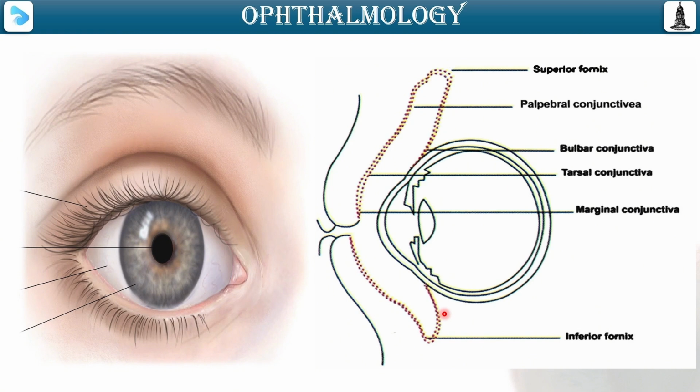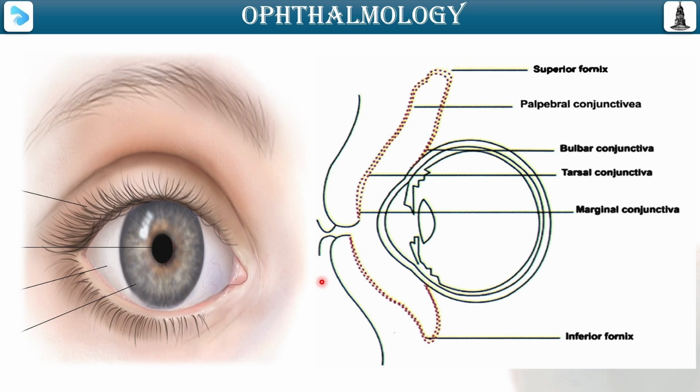The fornix of the lower lid, as we see here, is the site where the eye drops are instilled. If a doctor prescribes an eye drop for you, the place where you instill your eye drops is the lower fornix.